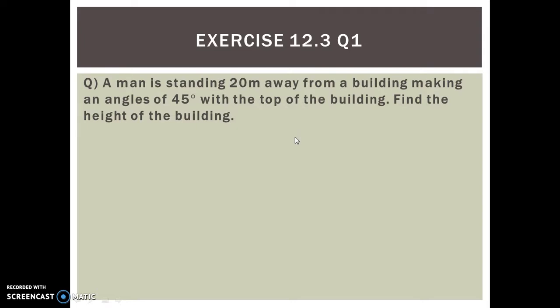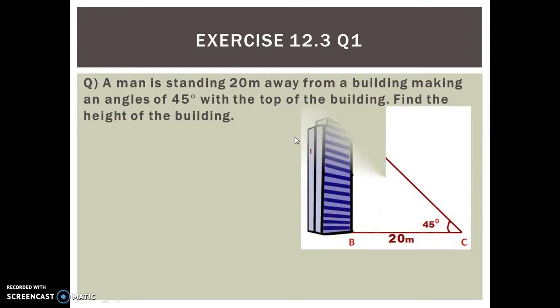So to understand the question in a better way, let us see it in the form of a graphic. This is a building, and if I consider that a man is standing over here at a point C, and when he is looking at the top of the building, he is making an angle of 45 degrees, and this is the distance of the man from the building, which is 20 meters.